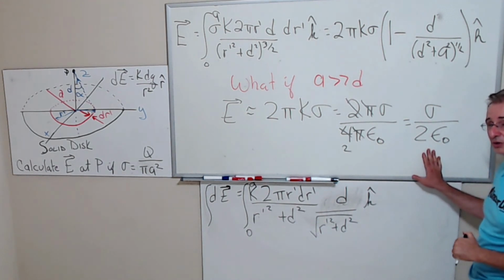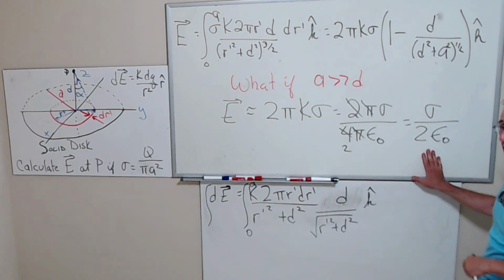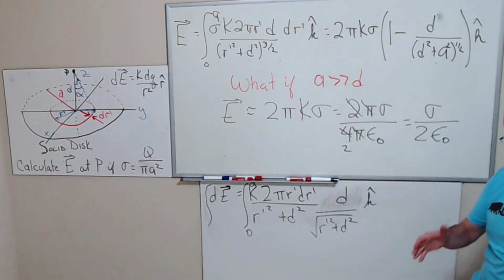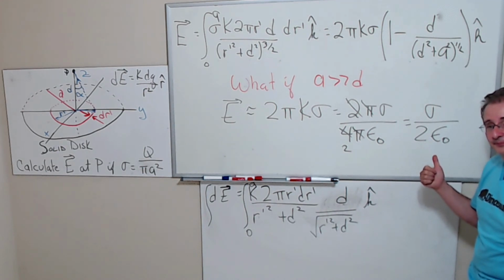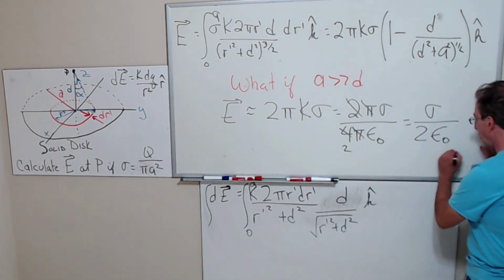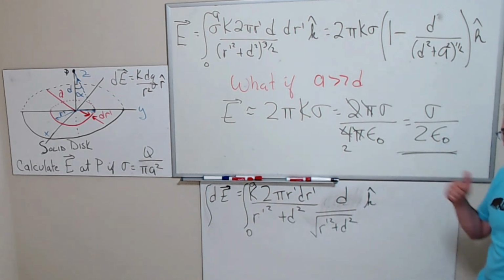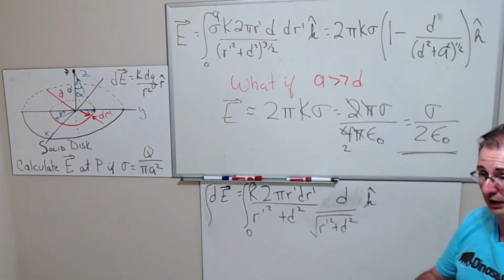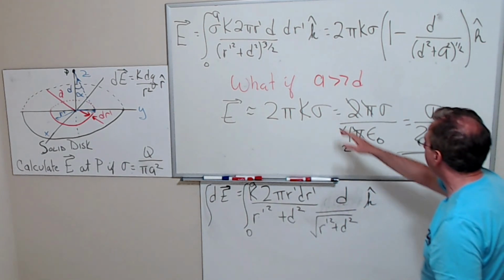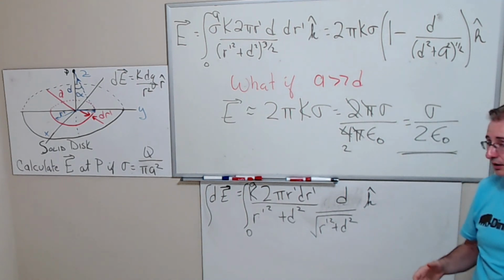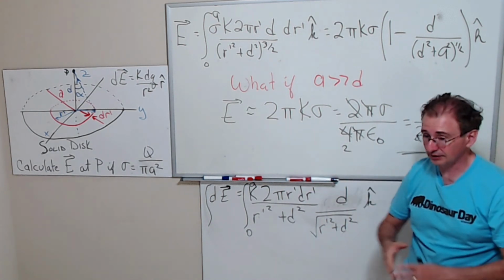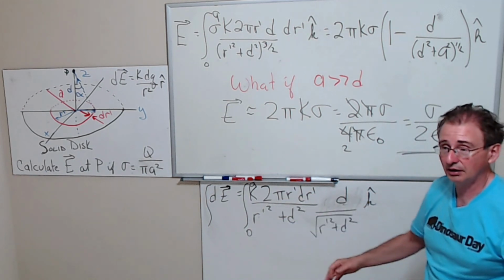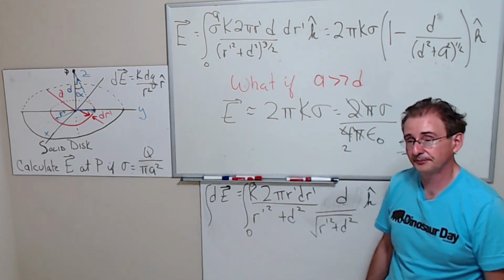When we do Gauss's law in the next chapter, we will apply Gauss's law and show that the field due to a plane is given by this expression. So this is going to be important for us to remember, because you're going to see this again when we do Gauss's law. Remember, if a is much, much bigger than d, if you're real close to the plane, the disk will look like a plane. It'll look very, very large.